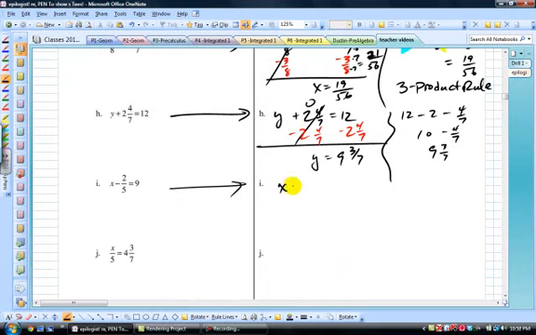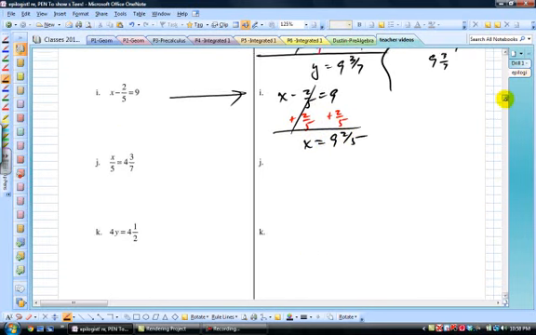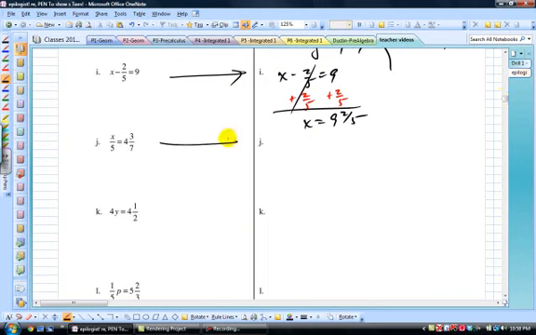Okay, we're back now, and we got x minus 2/5 equals 9. All you had to do is add the opposite here of 2/5 on both sides. Okay? And you get x equals 9 and 2/5, and you're done. That wasn't very hard at all. Okay, pause the video and try the next one.